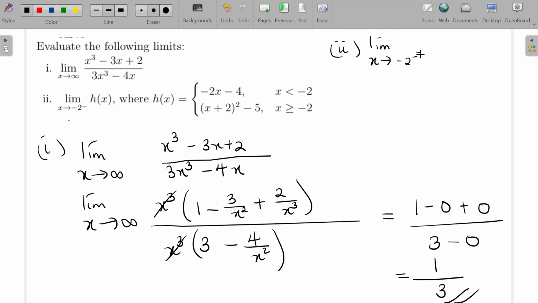But this is a direction, because limits have direction. So you're going to say: what is the limit as x approaches negative 2 from the negative side? Here you examine which one is coming from the negative side. This one says x is less than negative 2, and this one says x is greater than or equal to negative 2. So which one of these two is coming from the negative side? The first one, the one on top, right?